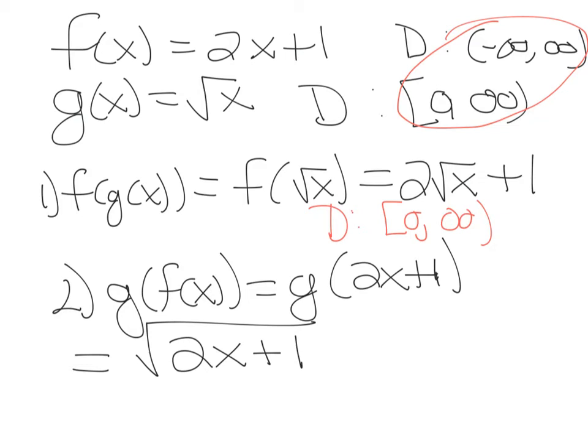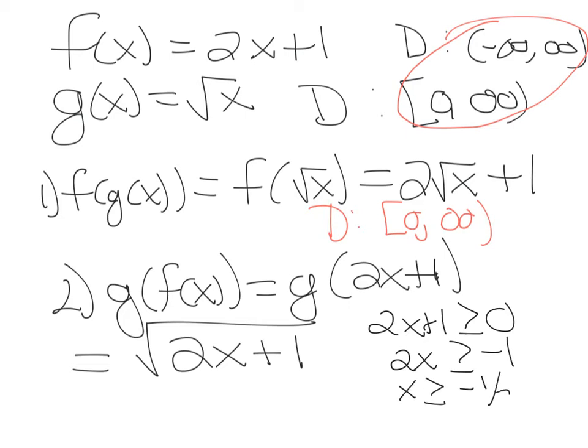This domain's a little bit trickier because even though f was defined for all real numbers, when you plug it into g, that's not the case anymore. If you remember your implied domain rules, we cannot square root a negative, so 2x plus 1 has to be greater than or equal to 0. Subtract the 1 over, and divide by 2. x has to be greater than or equal to negative 1/2. So my domain for this one is negative 1/2 to infinity.